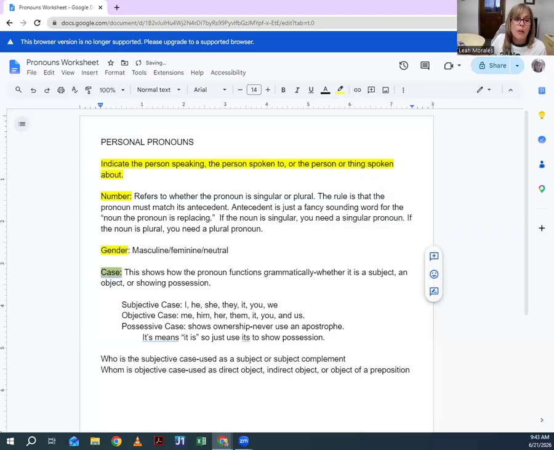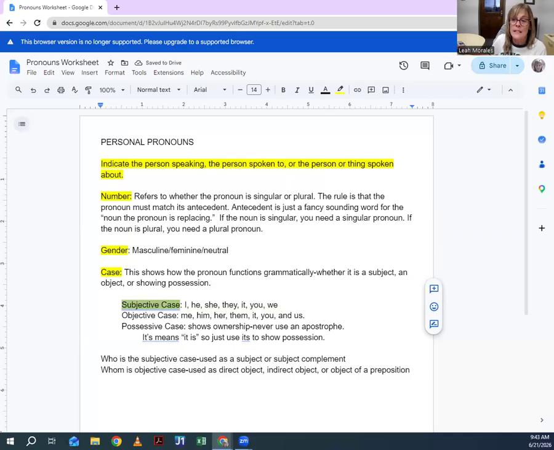This shows how the pronouns function grammatically, whether it is a subject, an object, or showing possession. So we have to look at case a little more in depth. First, there is subjective case.